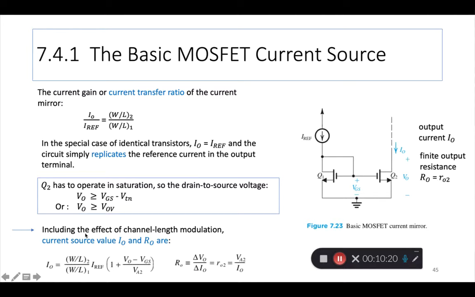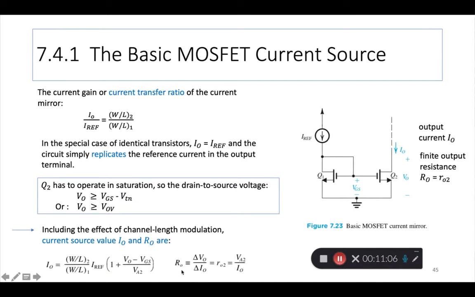In the textbook, he then tells us that if you have to include the effect of channel length modulation, which is a phenomenon in MOS circuits, corresponding to that we have VA, the early voltage. If you include that, then this formula becomes slightly more complicated: now you have 1 plus (VO minus VGS) by VA2. Depending on how the problem is given, sometimes VA is 0 and you can ignore this, but sometimes it's not 0, and then you have to use this formula.